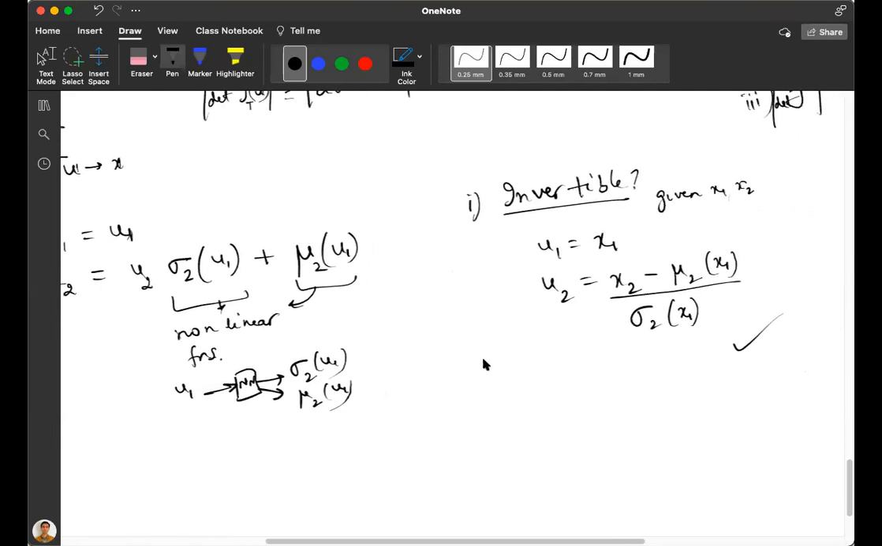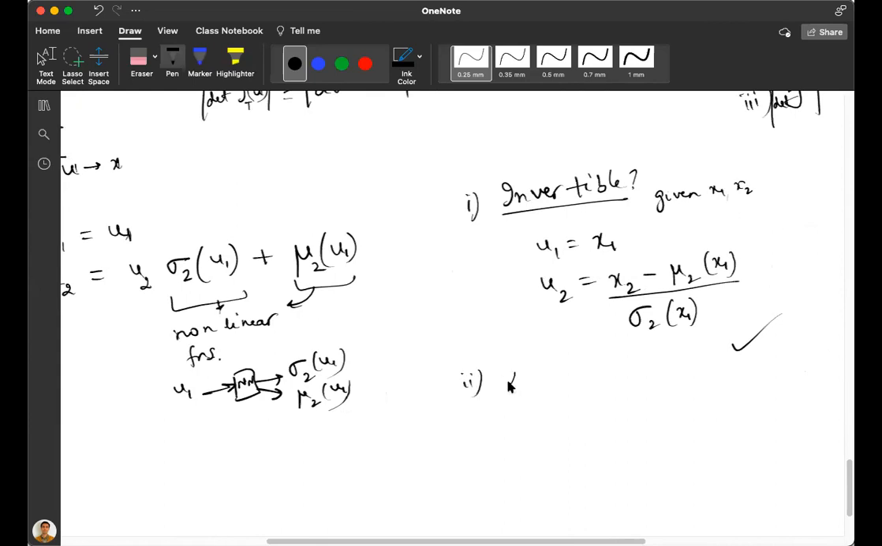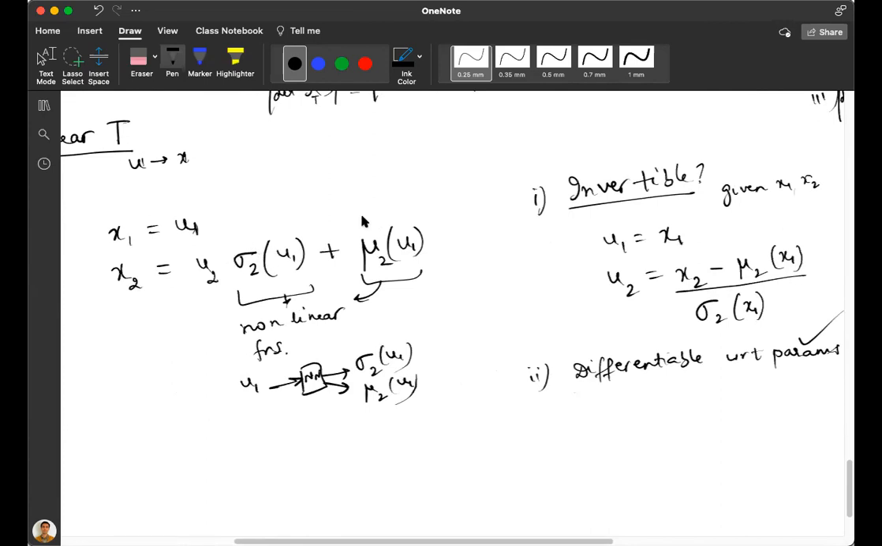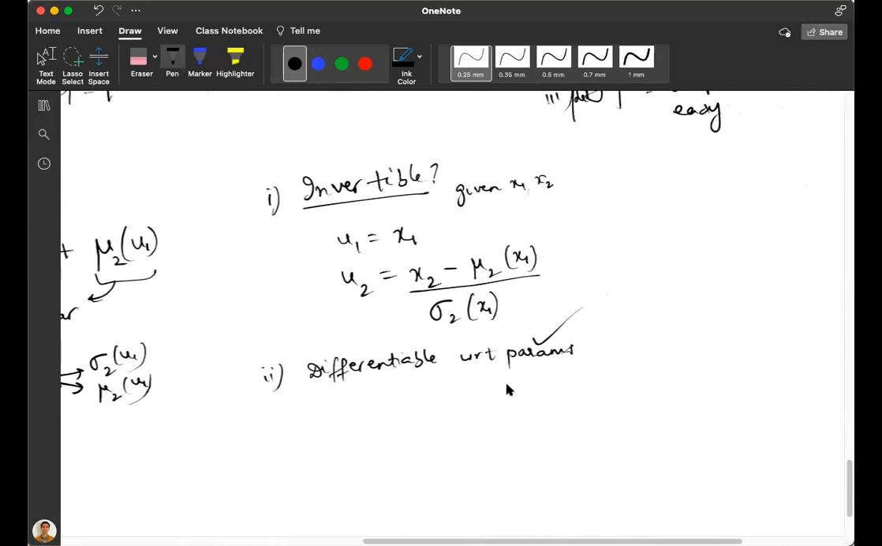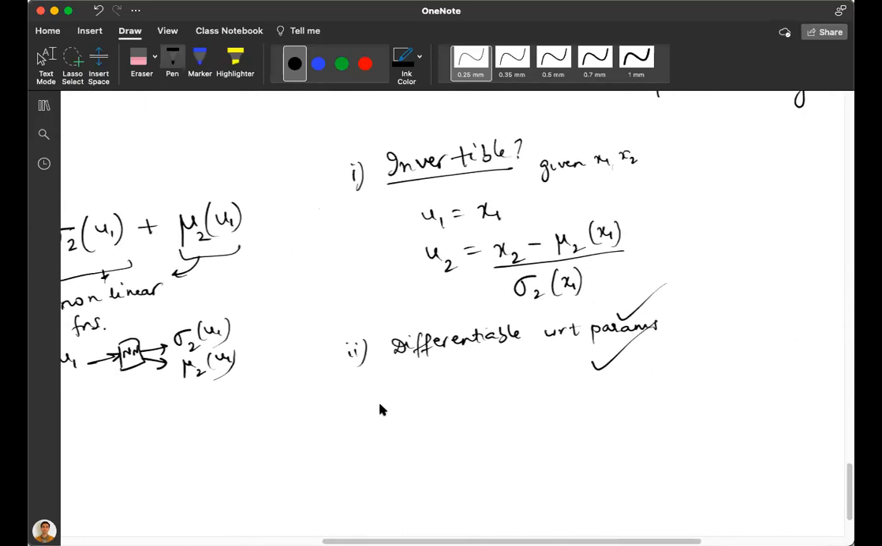Is it differentiable? Differentiable with respect to parameters. What are the parameters here? You can say sigma and mu are the parameters, but sigma is itself a neural network. It has got many weights inside. And mu2 is also a neural network. It has got weights inside. Now this whole function is differentiable, and within this, the neural network is differentiable with respect to the weights. So the whole thing is differentiable, right? So it is differentiable. Let's come to the third condition.